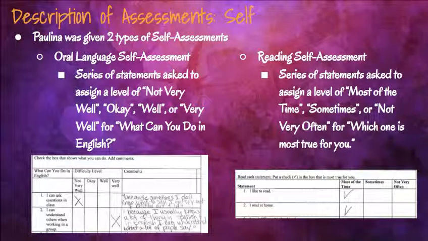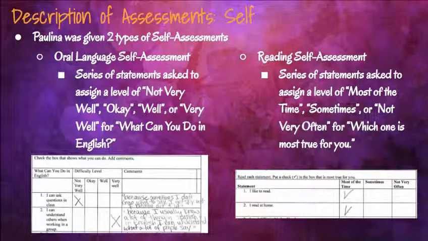From this oral language self-assessment, I was very surprised with her placement of very well for all categories except the first one, which is I can ask questions in class. I'm not surprised by this answer, as she states she's very shy, but it was really interesting to hear her take on why she felt she received that score. It was also interesting to hear the other responses and the comments to that as well.